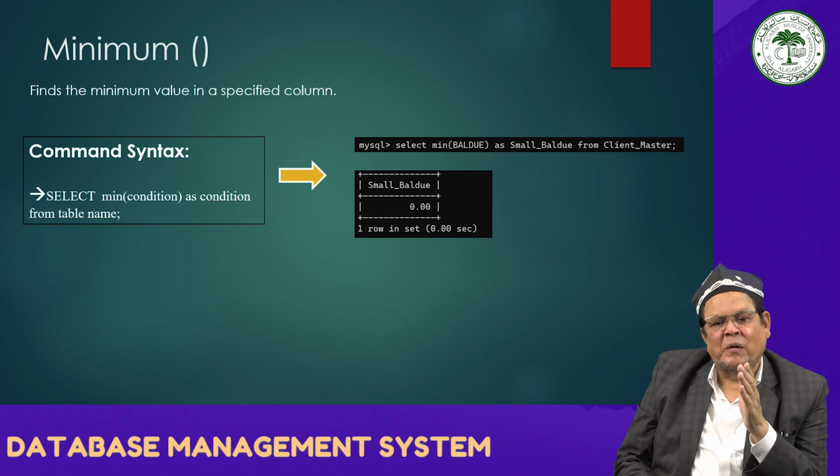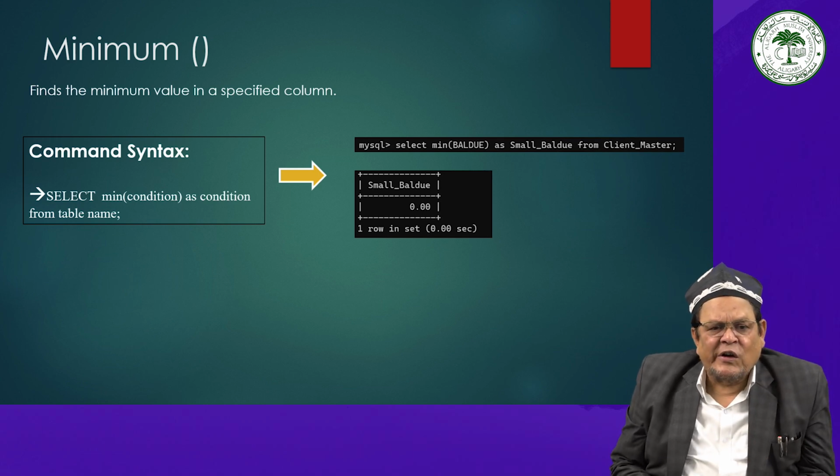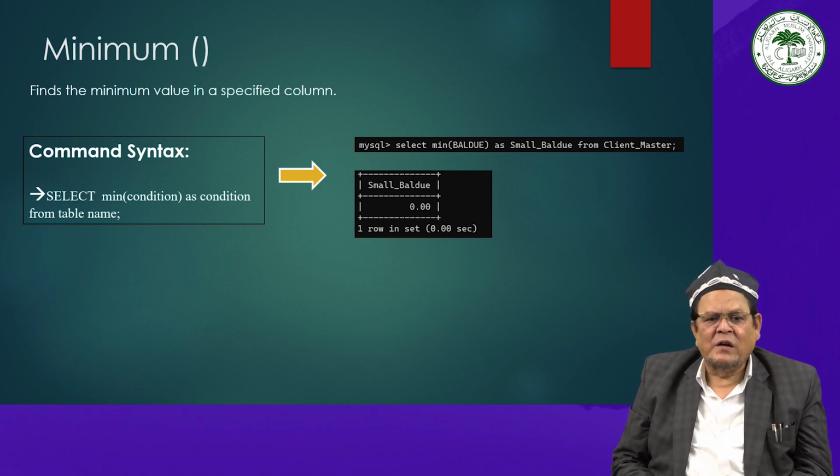So select minimum balance due as small balance due from client master. It will display the result. You can see on the screen that small balance is equal to 0. Here the minimum balance due is 0, and the maximum was that. So depending on that, you are able to find the minimum marks in the table.